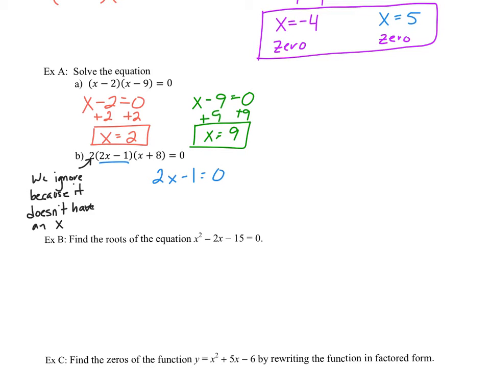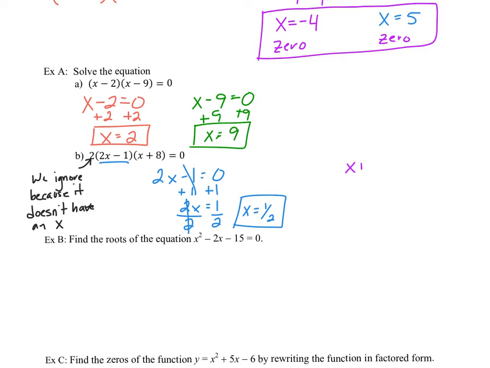I'm just going to go ahead and start solving this one. So I'm going to add 1 to each side. So here's where it gets a little bit more complex. And I get 2x. Oh my gosh, why can I not write my 2's? 2x equals 1. And I have to divide by 2 on each side. So I get x equals 1/2. So that's one of them.